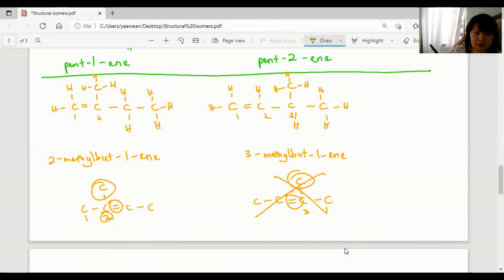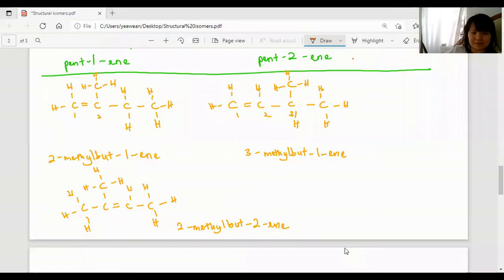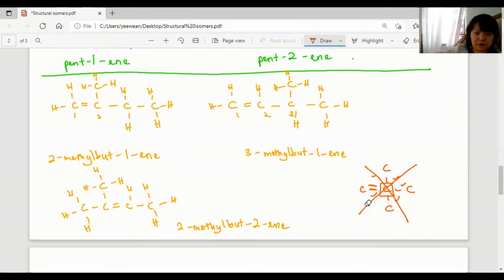Let's complete this structure. Let's see if a propene is possible with this. 1, 2, 3, and a double bond. Can I put a carbon here and here? Because there's no other place to put the carbon. We can't put it at the terminal carbons. What's wrong with this picture? We know that carbons should have 4 bonds. This carbon in the middle already has 1, 2, 3, 4, 5 bonds. So this won't work. So there's no propene for C5H10.